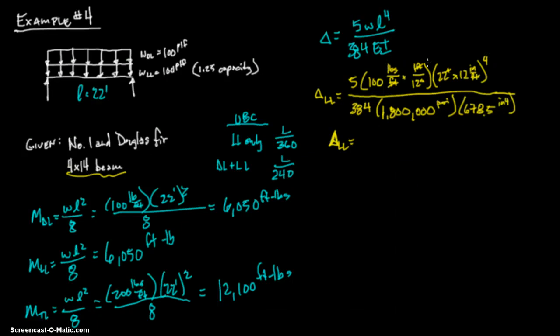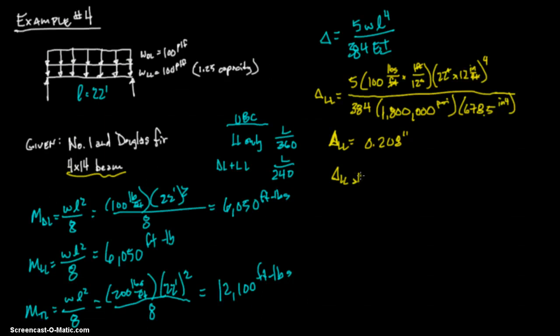This is pounds times inches to the third, and it's kind of confusing. Just do it yourself, and if you're not convinced, it comes out to be inches. All right, and I got 0.208 inches. And that, let's look at L over 360, our live load allowable deflection.